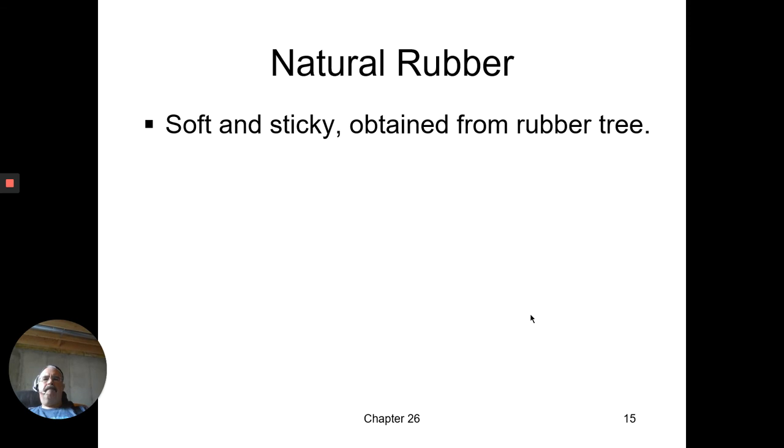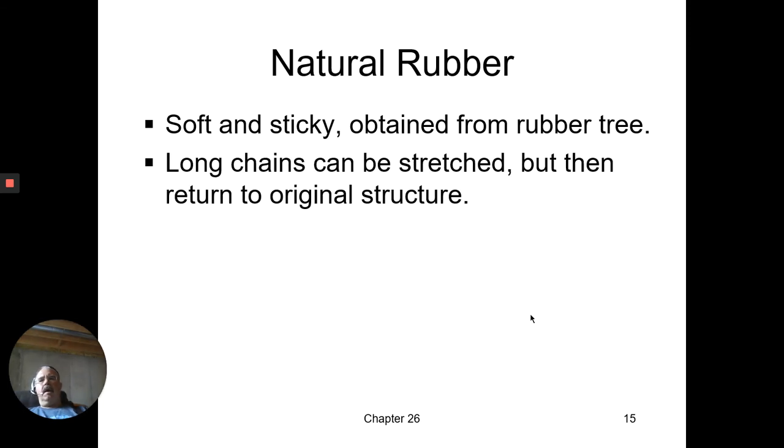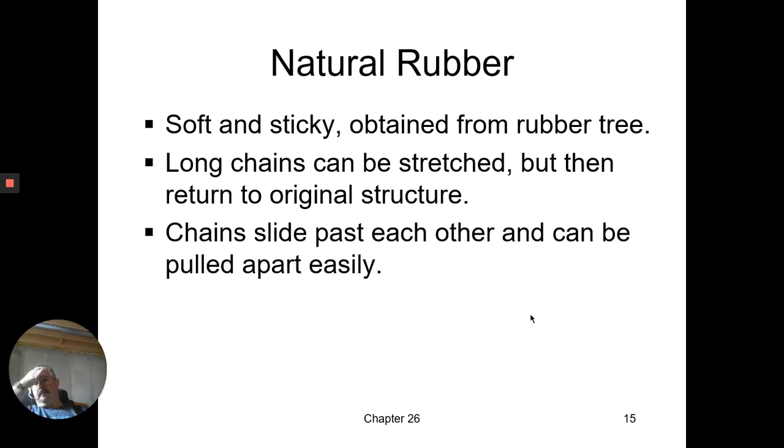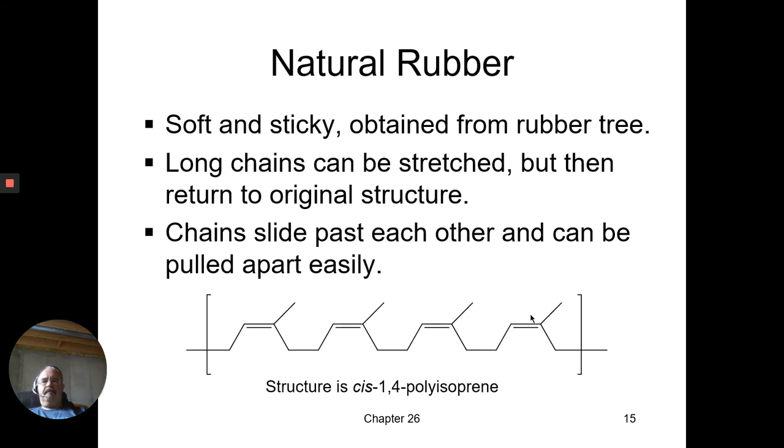Natural rubber is a soft and sticky material which is obtained from the rubber tree. The long chains can be stretched, but then return to their original structure. Side chains will slide past each other and be pulled apart easily. Natural rubber, also called latex, is a polymer of isoprene, and it has all cis configurations, all cis double bonds.